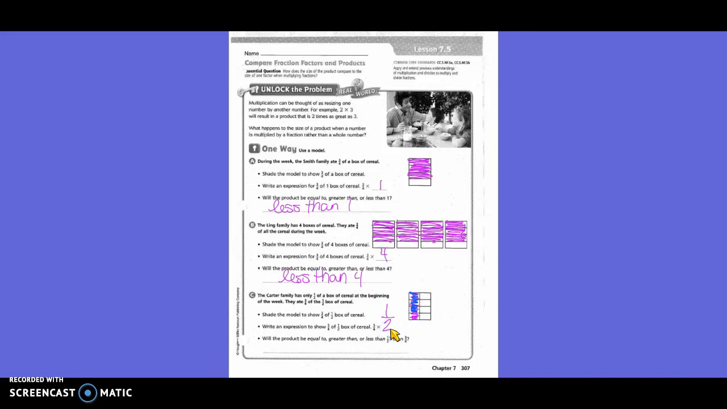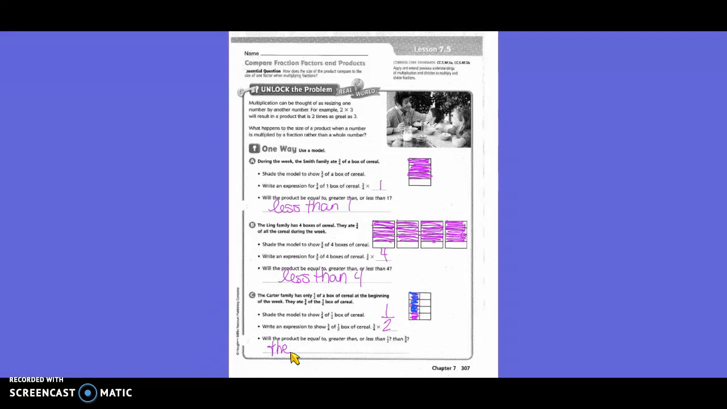Will the product be equal to, greater than, or less than 1/2? What do you guys think? It would be less than 1/2, right? Because 1/2 right here, does that blue equal even that half? No. So 3/4 of these 8, does that blue equal 3/4 of those 8? No. So the product would be less than 1/2. Well, it would be less than both factors, right?